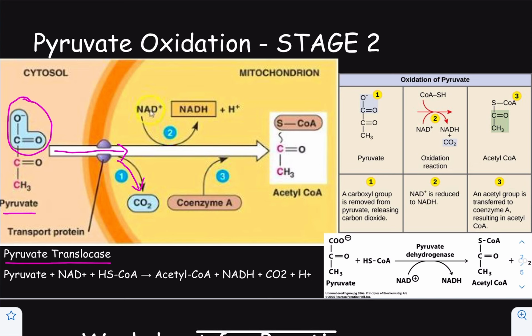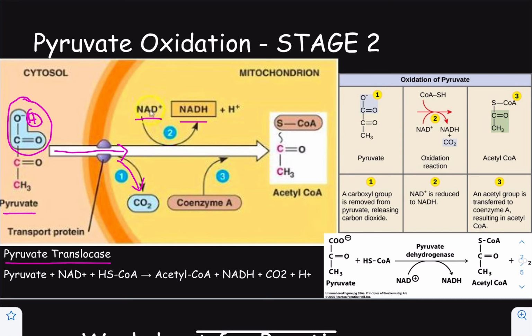And then electrons and hydrogens are transferred to NAD plus to reduce it to NADH. Now you're wondering where the hydrogen atom came from? Well, it was initially pyruvic acid. It did have an H here. And that's where it initially got its hydrogen.